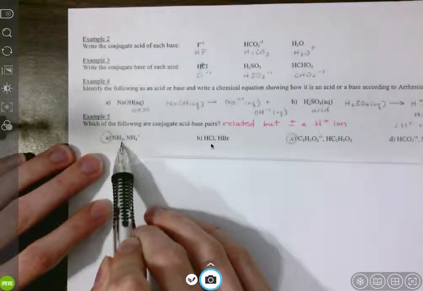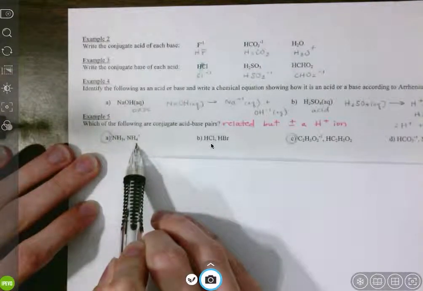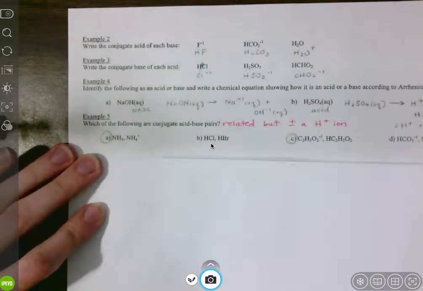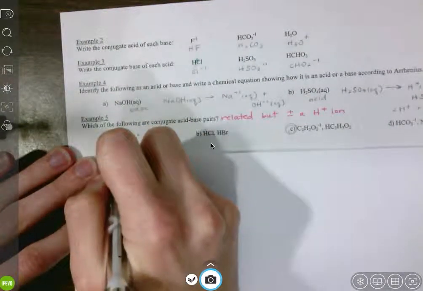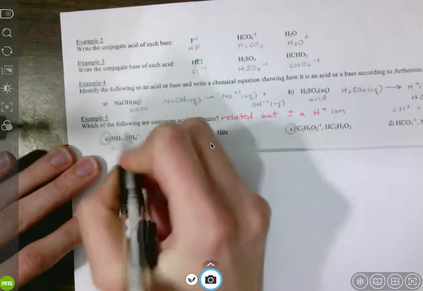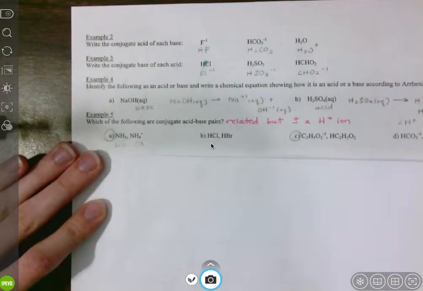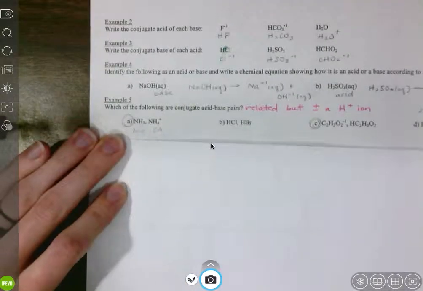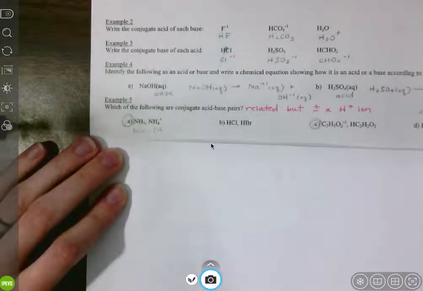So here we have NH3, and we are accepting a hydrogen ion. So according to Bronsted and Lowry, if we are accepting a proton, we are a base. So NH3 is a base, and that means that NH4 plus is our conjugate acid, according to Bronsted and Lowry. So NH3 is a base, and then NH4 plus, so ammonium ion, is a conjugate acid.